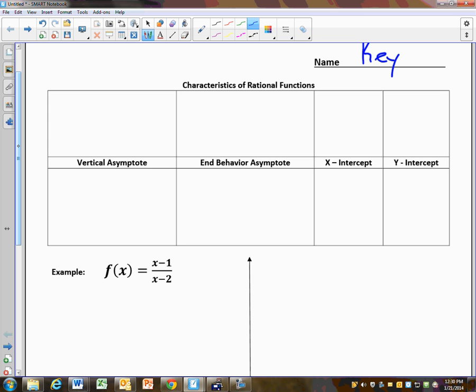So the first piece is the vertical asymptote. The vertical asymptote is a part of the graph that it approaches, it never touches. And here's how you find it. Where the function is undefined.